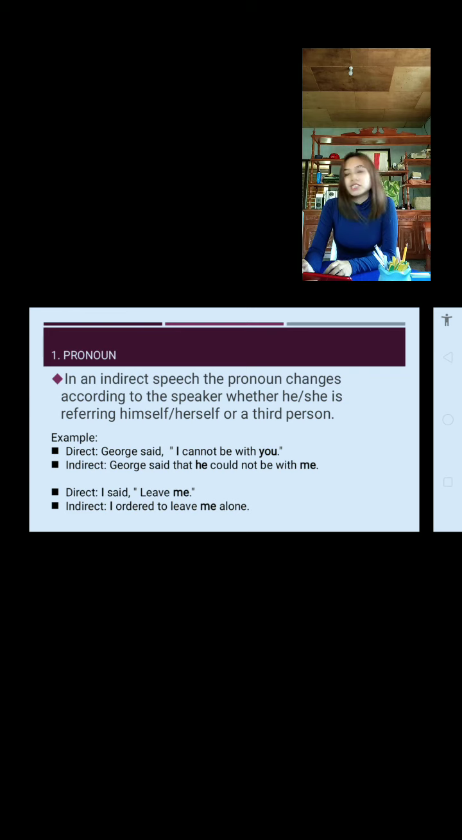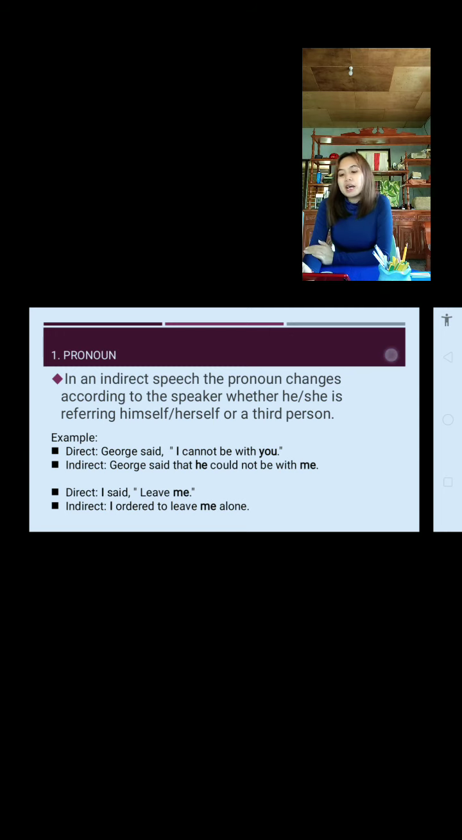Another example, direct speech. I said, "Leave me." Once we transform it to indirect speech, it will become, I ordered to leave me alone. So why hasn't it changed? It's still the same, right? It's because I am the one who uttered the statement and I am also referring to myself. That is why I said leave me.